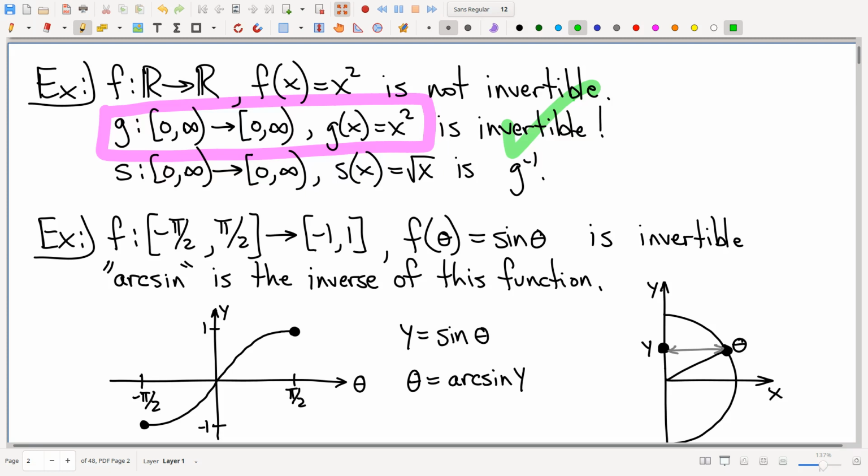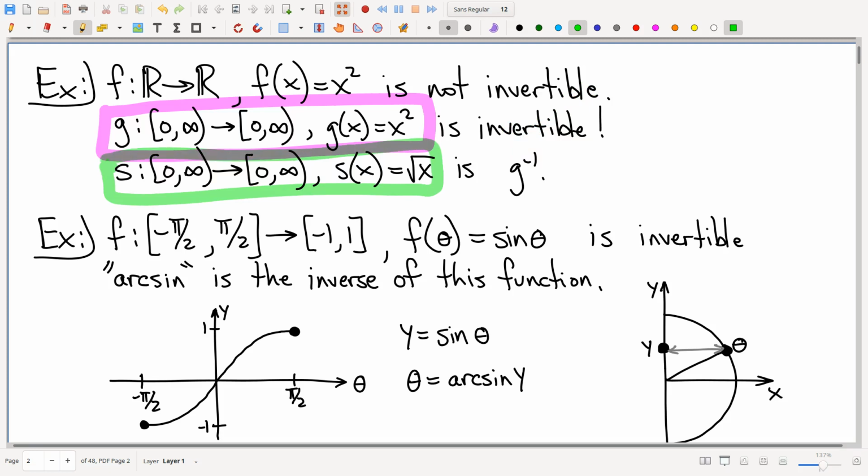25 no longer has too many preimages. Only 5 is the preimage. Negative 17 is now not my problem, because negative 17 is not in the target, and therefore I don't have to worry about how to work backwards from it. So that function is perfectly invertible, and we have a name for the inverse function. The inverse function is the square root function.